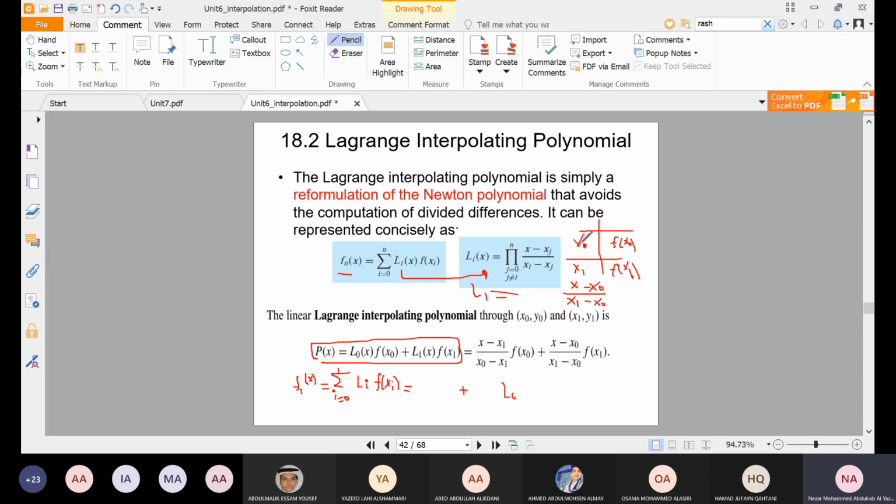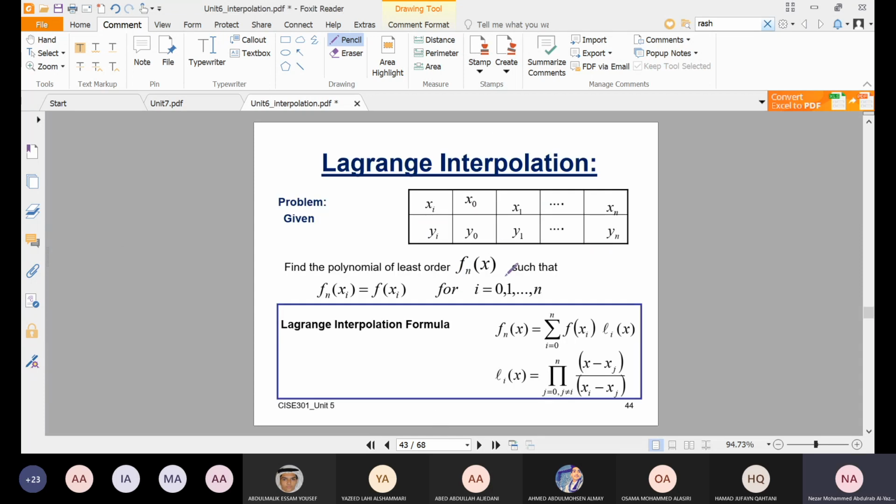From the table, it's easy, without any divided difference, I just substitute. I have the value of x0, I put it here, and the value of x1 here and here. The function is given. The x is unknown to build the polynomial. After that, if I want to estimate the value at a point, I just substitute the value of this point, and then we find it. So this is the general form.